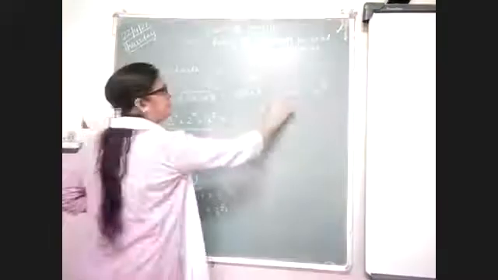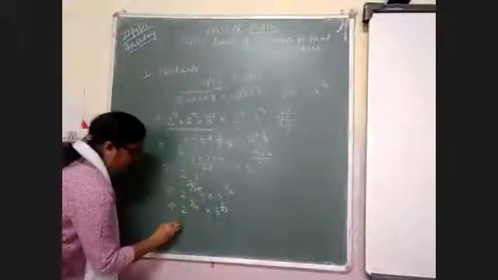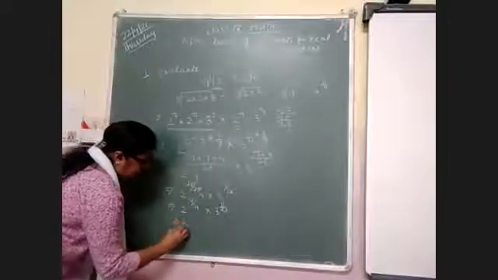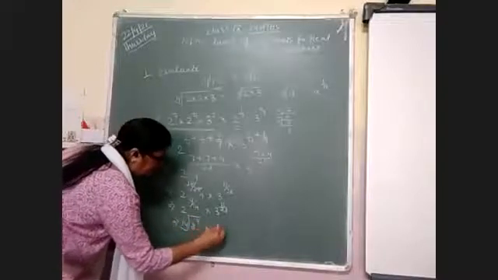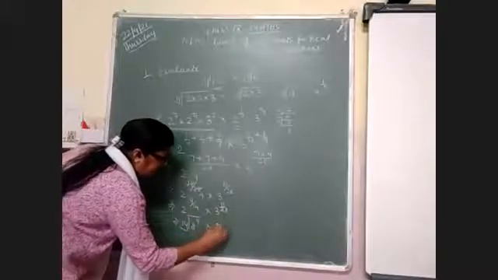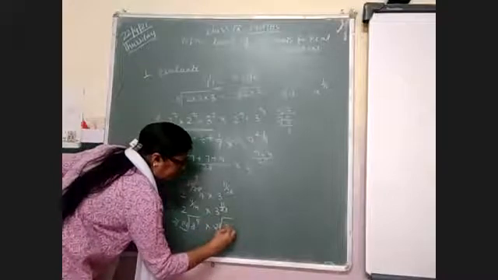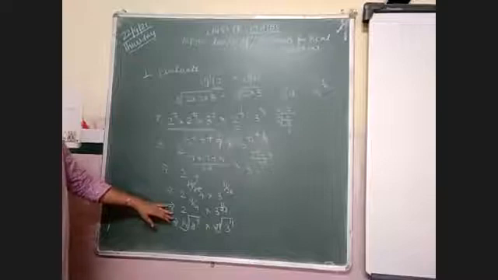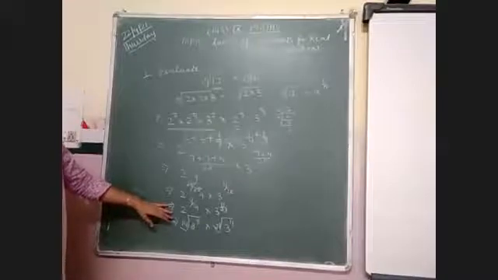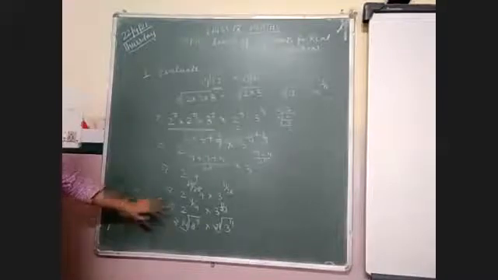Again, if you write like this, how can you write it? The 14th root of 2 raised to the power 9 into the 28th root of 3 raised to the power 11. You can write like this. Then this is the answer of this question.